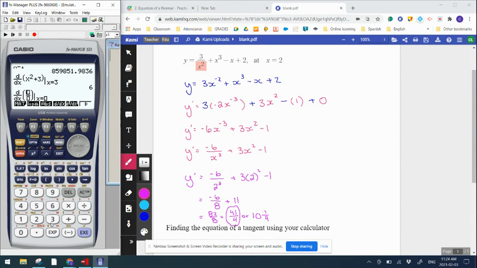So I have a fraction. I'm going to go 3 over, remember, still using that same x button with graphing, 3 over x squared plus x cubed minus x plus 2. And we want to find that derivative at x equals 2. So if I hit enter, boom, 41 over 4, done. So you can do it by hand or by calculator.